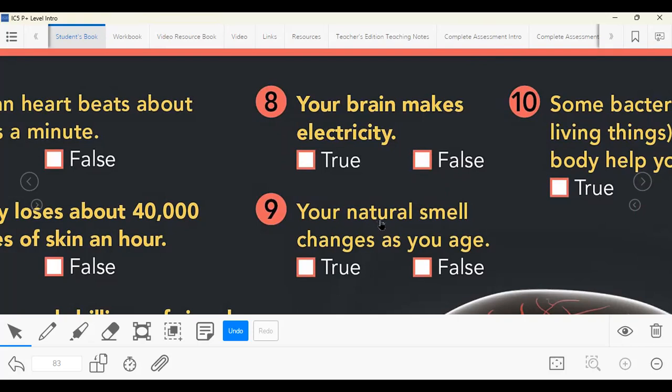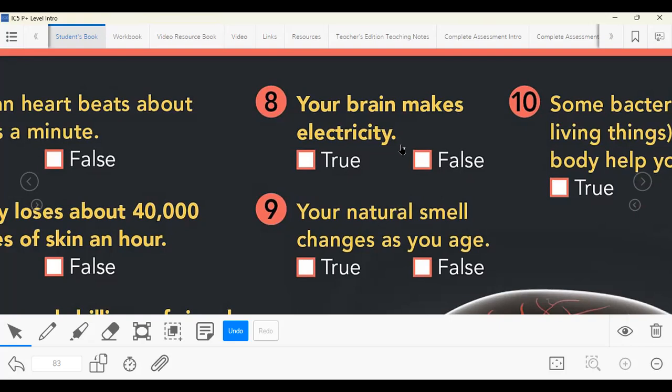Your natural smell changes as you age. Changes, as you age. False. You think it's false? Okay, because this is the last one for students, I'm going to read the last one. What's your opinion, Mr. Gomez and Miss Pacheco?